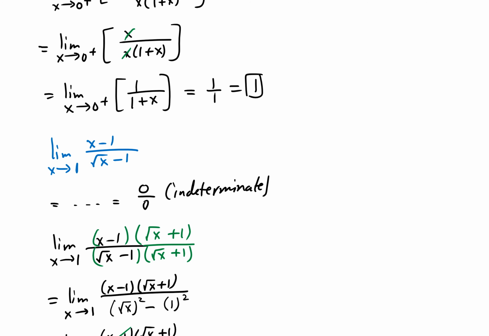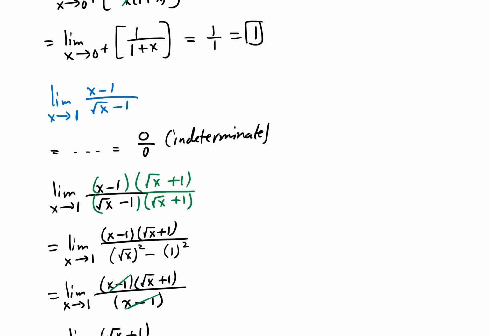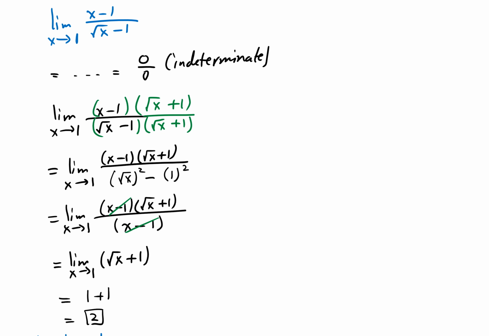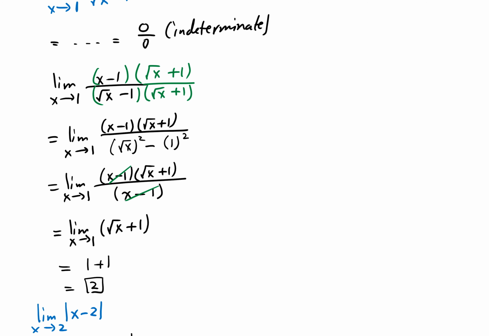When you multiply by the conjugate, that's what we learned in the calculus review packets: you multiply top and bottom by the conjugate, which is the square root of x plus 1. Now the top stays the same, and the bottom is a difference of squares: the square of the first one minus 1 squared, and that would give us x minus 1 in the denominator. They will cancel each other. Then as x approaches 1, you get 1 plus 1, which is 2. And we will finish the rest next time.